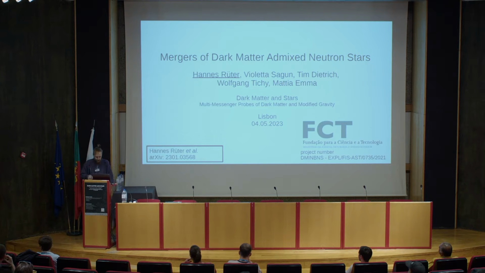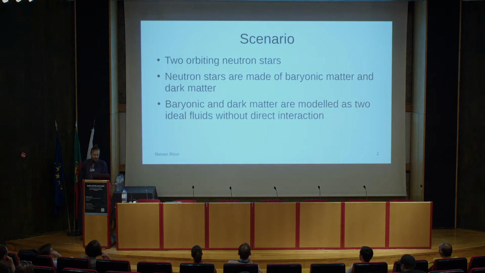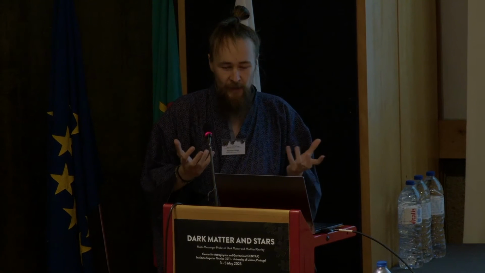Okay, thank you, Richard. So let me start with a scenario that Tim was basically introducing just in the previous talk. So we have two orbiting neutron stars, and these neutron stars are not only made of baryonic matter, but they also have dark matter.